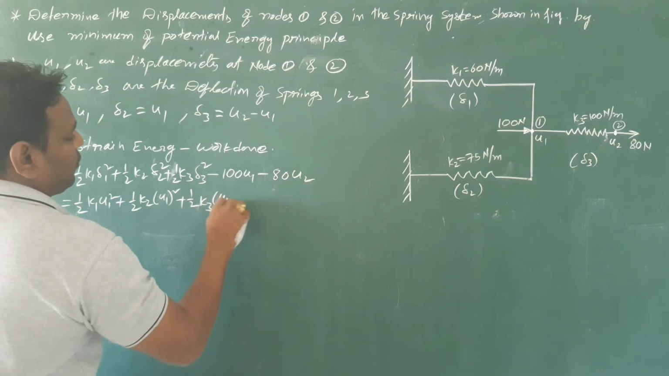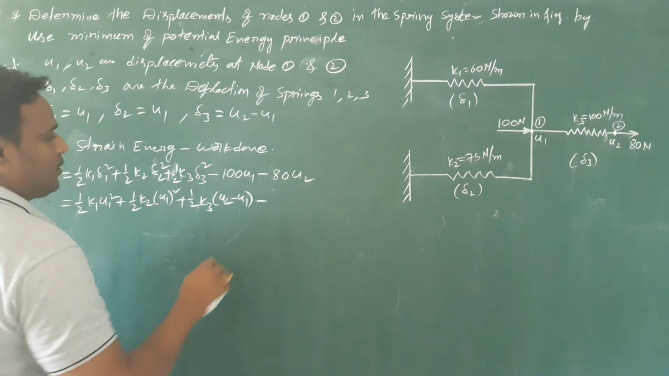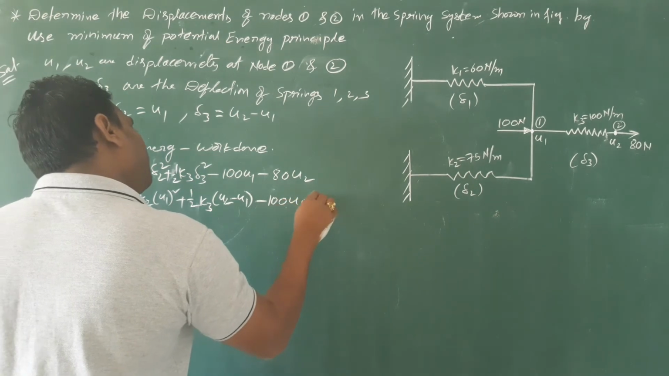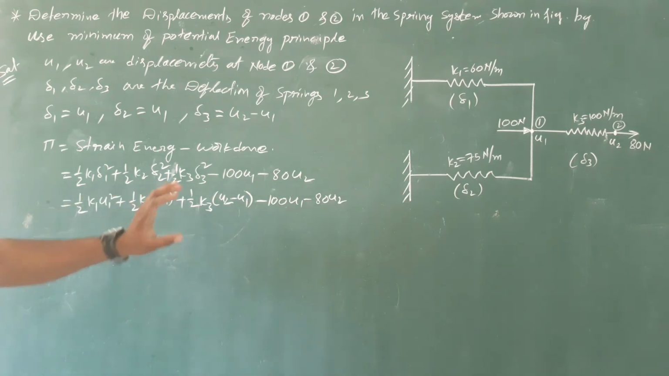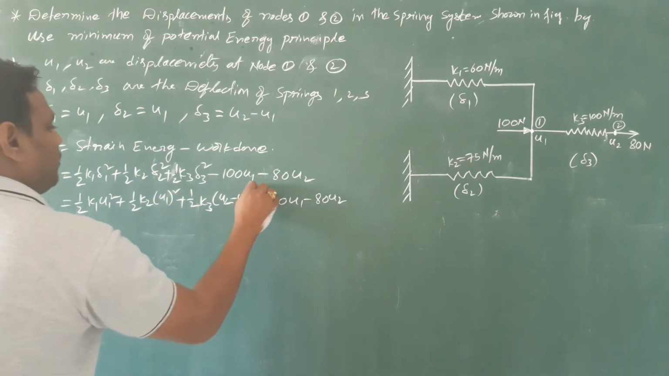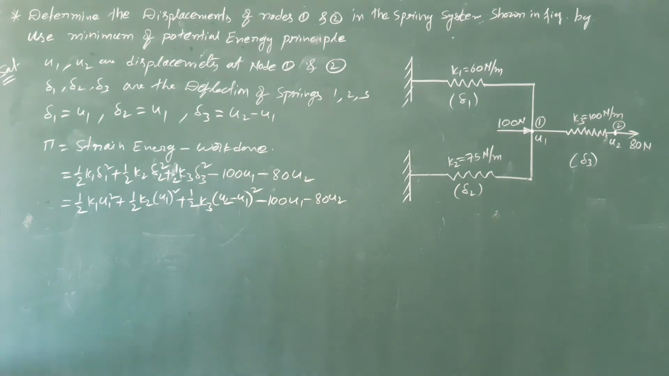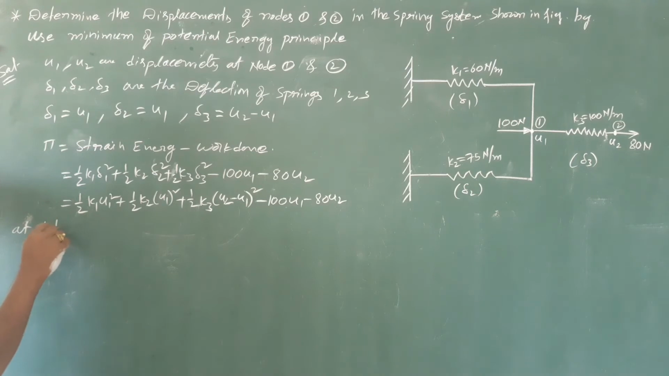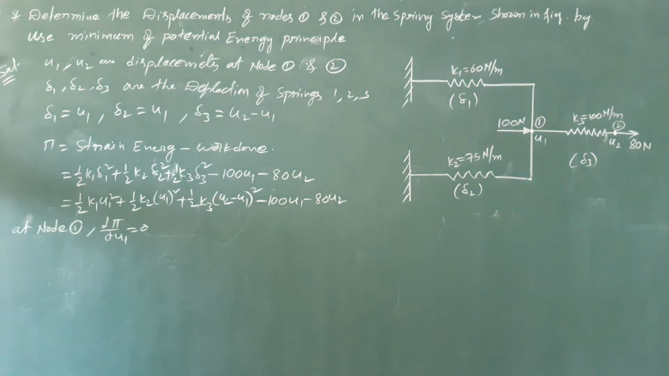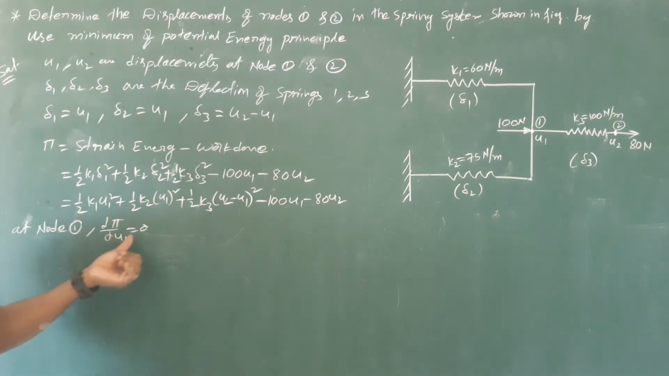Delta 3 is U2 minus U1 minus 100 into U1 minus 80 into U2. Okay, finally we got it like this. So we know that at node 1, dou pi by dou U1 is equal to 0. That means differentiate the total potential energy, the minimum potential energy, and equate it with 0.